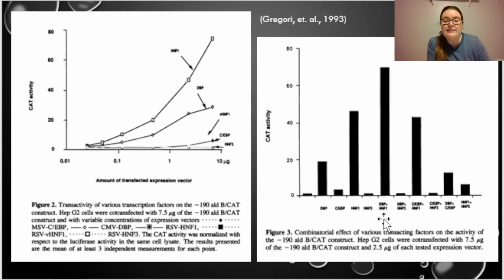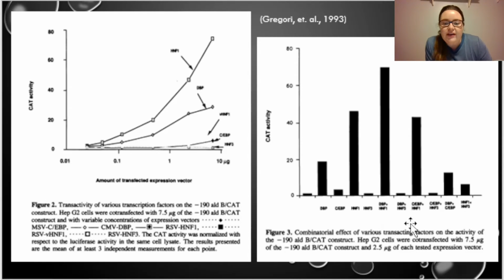Now, if we look here, this is DBP and HNF1. If we put those two transcription factors together, they are the highest out of anything, even out of the individualized categories. So they are the highest ones. Again, they are those transactivators. They are the ones that, in regards to the gene, are expressing it.